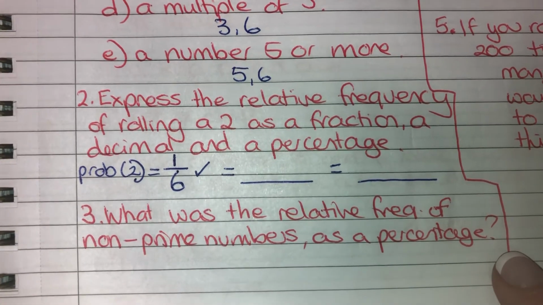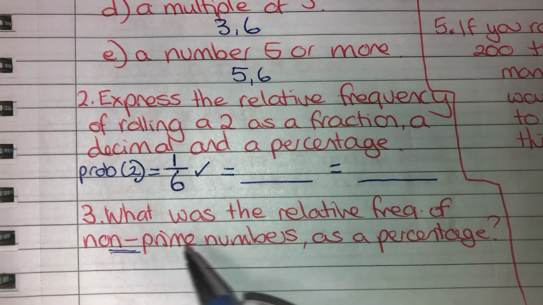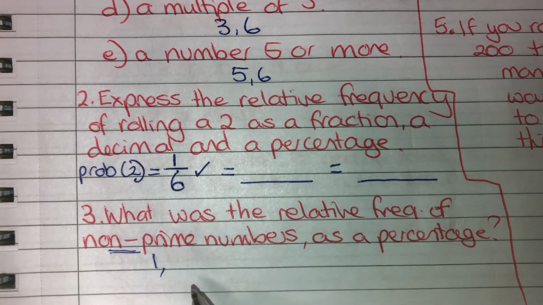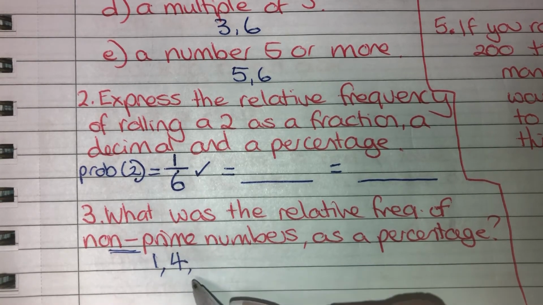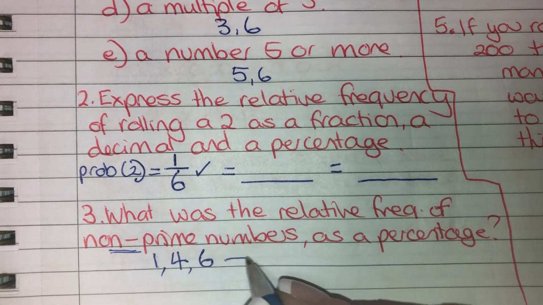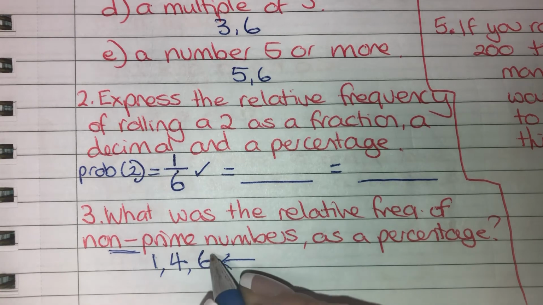Okay, what was the relative frequency of non-prime numbers? So we have to work out what the non-prime numbers are. So 1 is not a prime number, 2 is, 3 is, 4 is not a prime, 5 is, 6 is not a prime. So how many of these are there? Okay. In this case, there are 3.